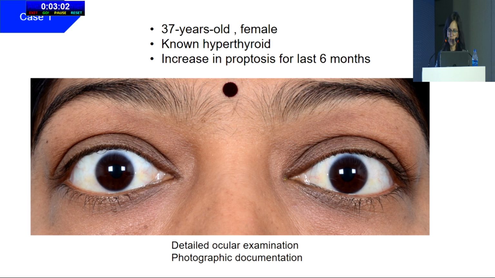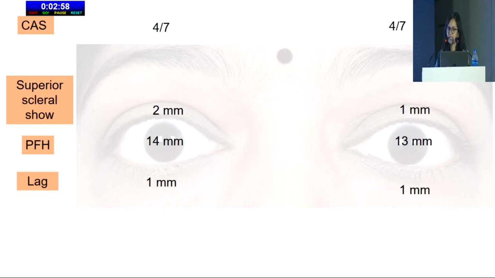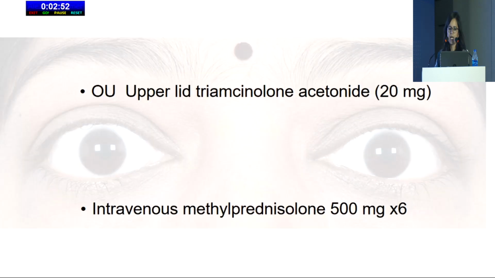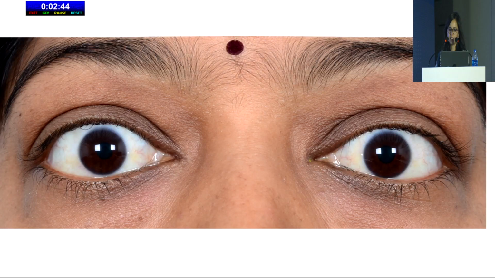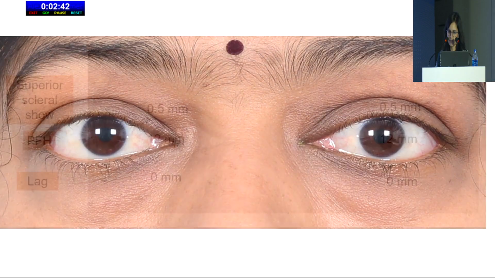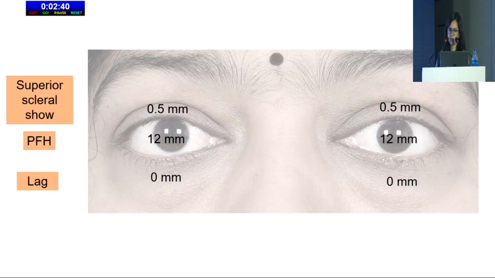All the patients underwent a detailed ocular examination and photographic documentation. Clinical activity score was calculated. Superior scleral show, palpebral fissure height, and the lag of the globe were measured. And in the active group, we gave the injections after 3 cycles of intravenous methylprednisolone. And the results were satisfactory. And again, we measured the superior scleral show, PFH, and lag of the globe, and subjected it to analysis.